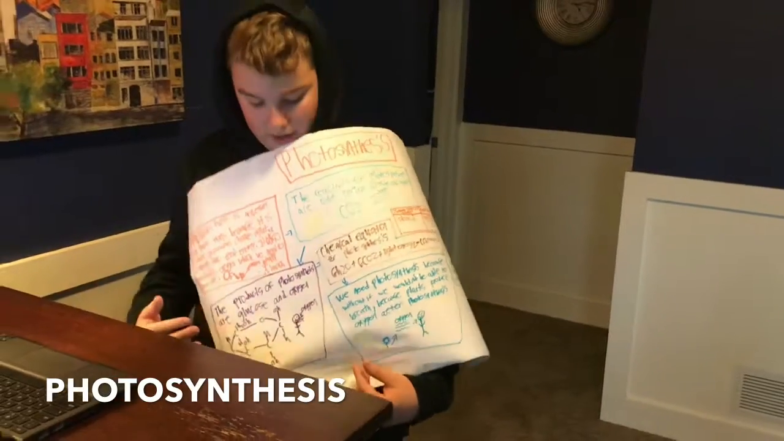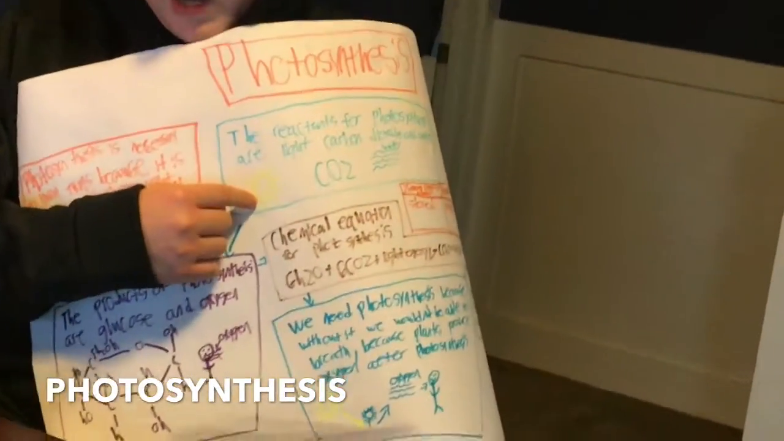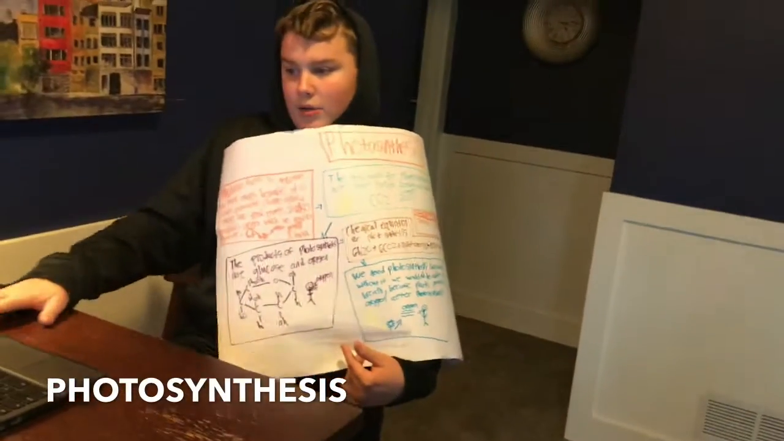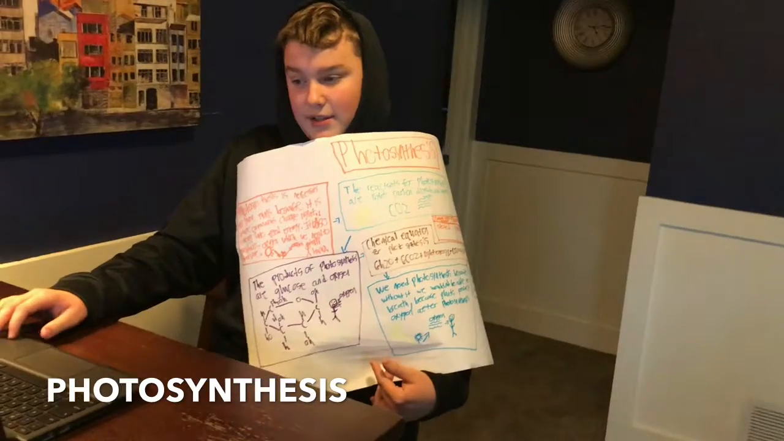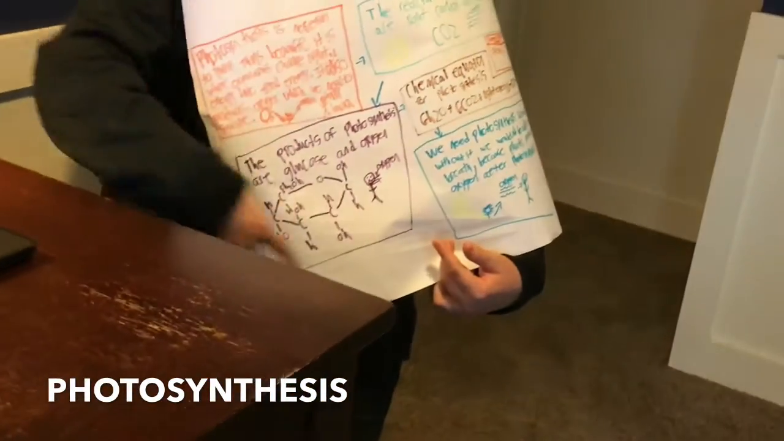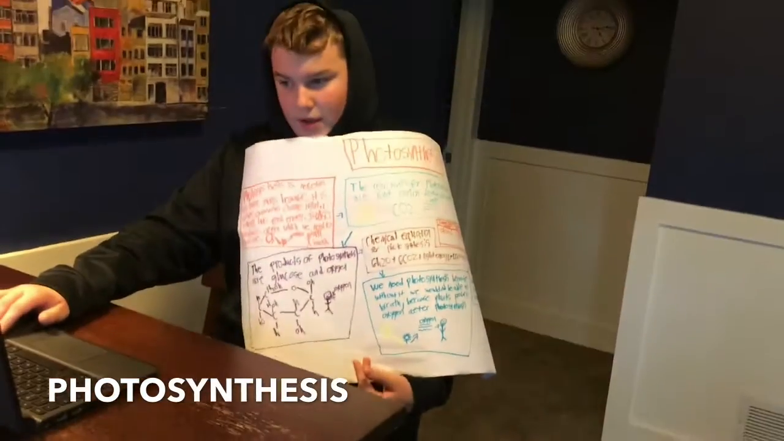The reactants in photosynthesis are light, carbon dioxide or CO2, and water. And the products of photosynthesis are food or glucose and oxygen. And there's a little glucose symbol right there. So yeah, there you go.